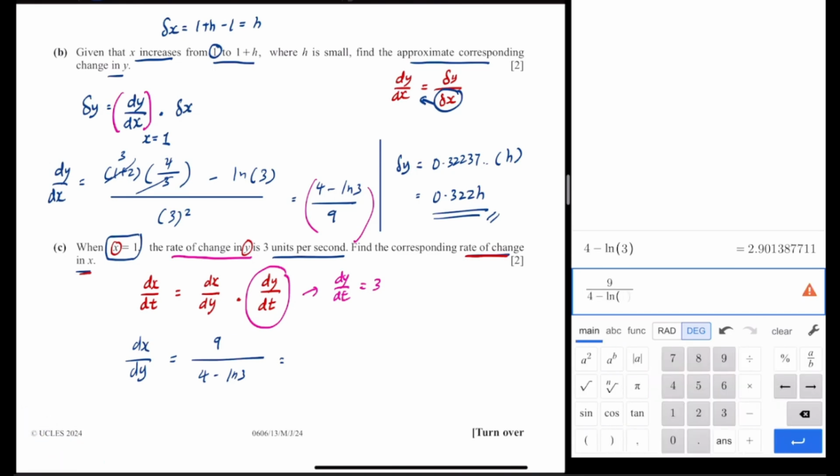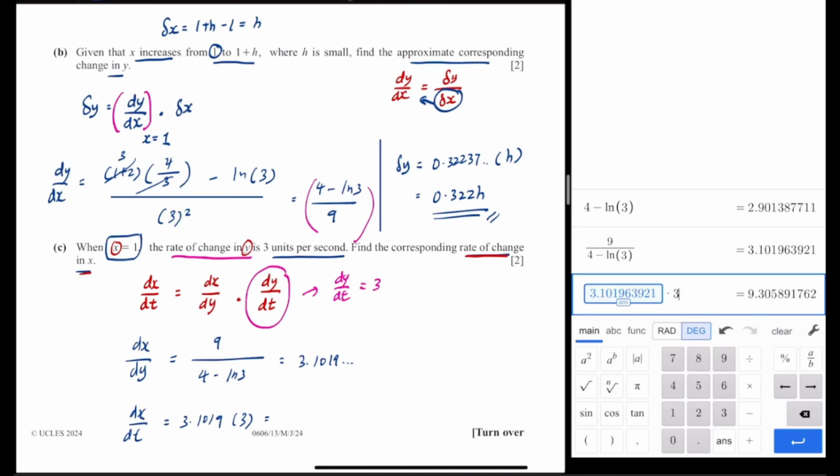We will get 3.1019. It's a long value, so just leave it be. dx over dt, finally, will be 3.1019 multiplied by 3. So we will have 9.31 units per second. So that is the rate of change in x.